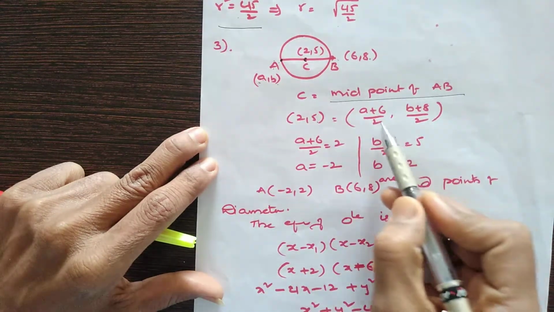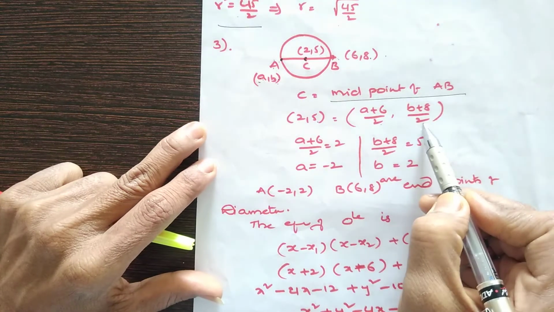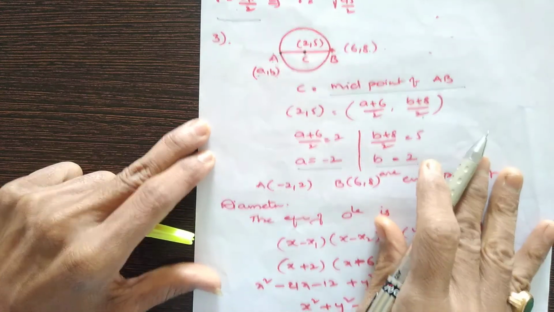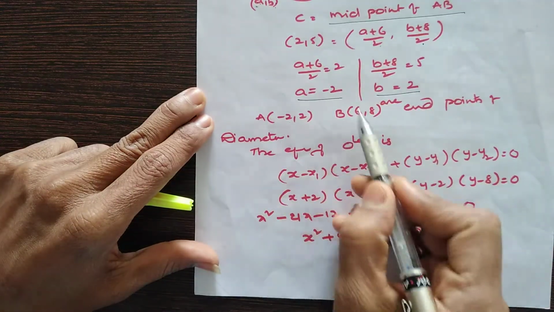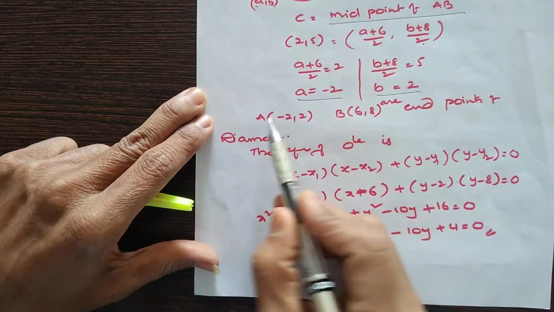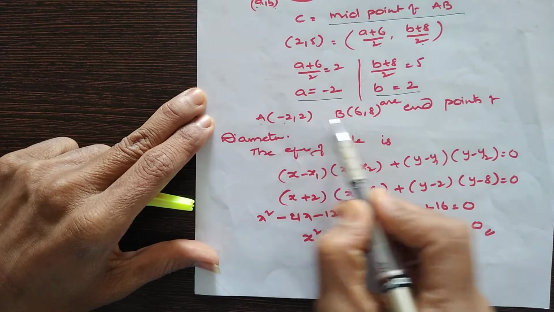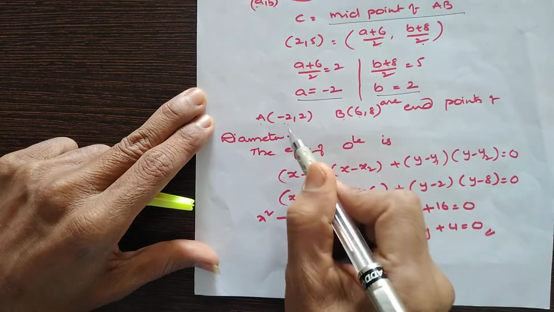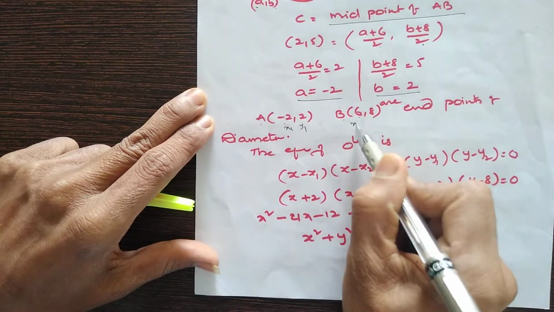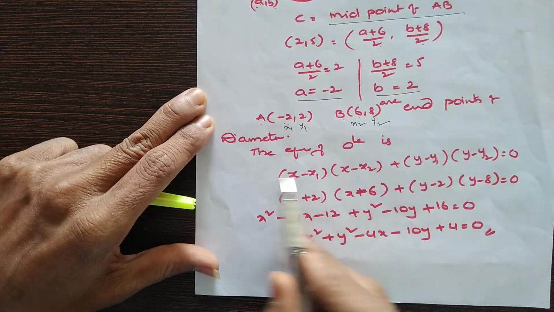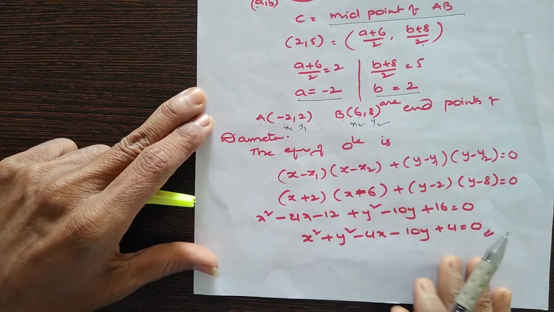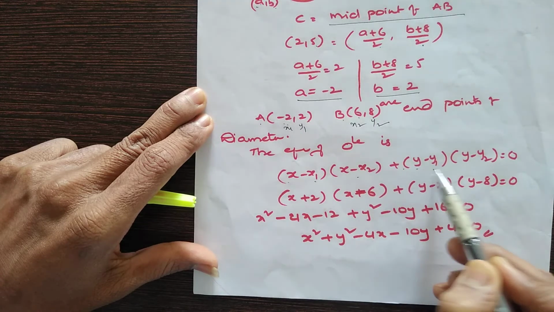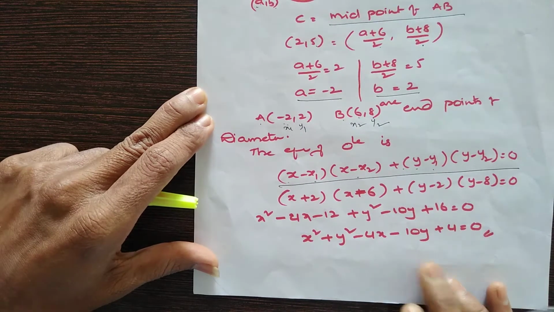Midpoint means x1 plus x2 by 2, y1 plus y2 by 2. So then we will get the A and B values. We got the A and B values: capital A is minus 2 comma 2, capital B point is 6 comma 8. These are the end points of the diameter. So if I assume this is x1 y1, this is x2 y2, the ends of the diameter, you know the equation of the circle will be x minus x1 into x minus x2 plus y minus y1 into y minus y2 is equal to 0.